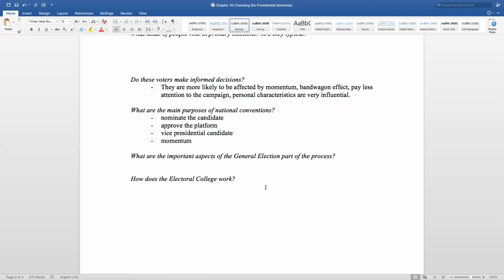Basically how it works is you have 435 representatives in the House. You have 100 senators, that's 535. And then you have 3 votes for the District of Columbia, even though they don't have representatives, and that total is 538. So in order to win the election, you have to have a majority of those, and that is 270. Everyone always asks this question: what happens if there's no 270?